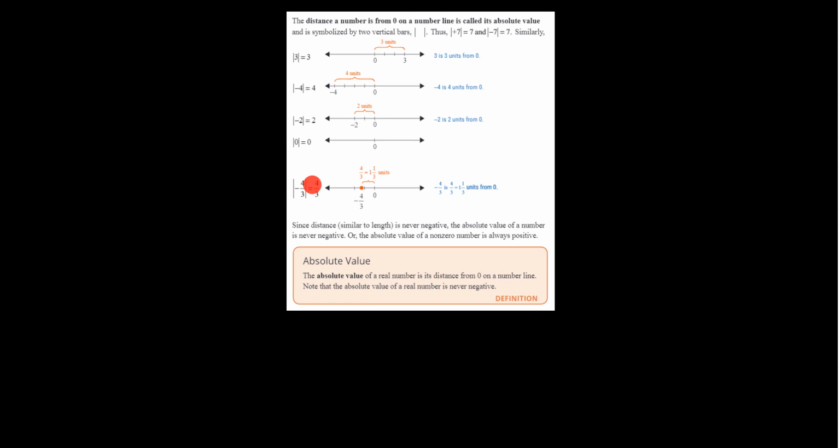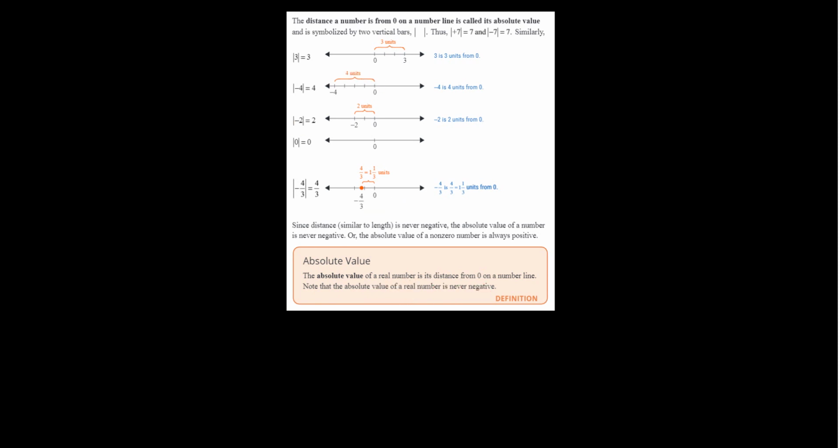Okay, so do we see a pattern arise there? Pretty much, yeah, it's whatever the number is, but just the positive component of it, right? So let's just see what this definition says. The absolute value of a real number is its distance from 0 on a number line. Note that the absolute value of a real number is never negative, which makes sense, right?